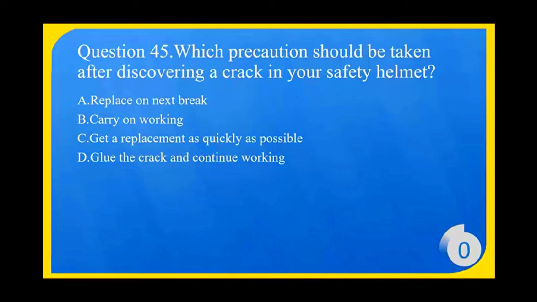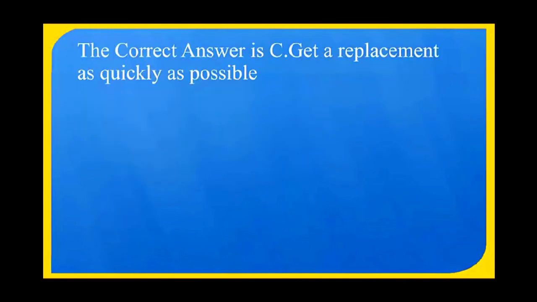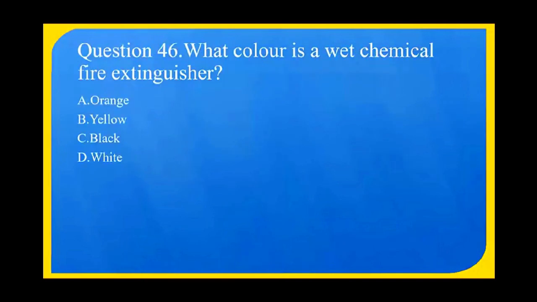The correct answer is C. Get a replacement as quickly as possible. Question 46. What color is a wet chemical fire extinguisher? A. Orange. B. Yellow. C. Black. D. White.